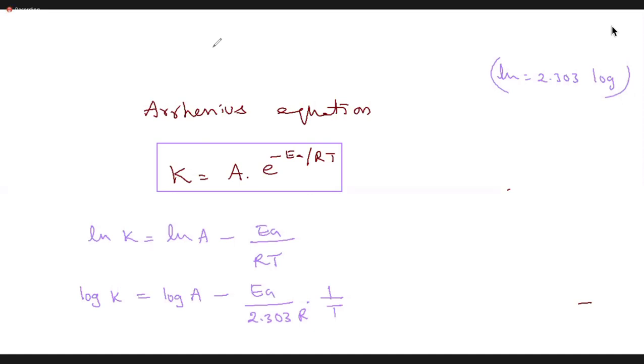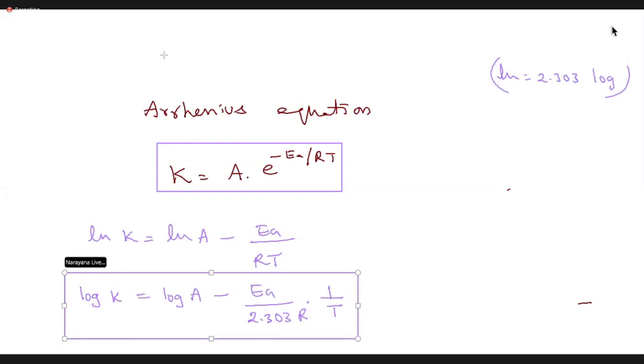Yes, sir. What I did, natural log to log. For that conversion, the total equation is multiplied with 2.303: 2.303 log k, 2.303 log A minus EA by RT. Then I divided the whole equation with 2.303. So here 2.303 and here 2.303 will get cancelled, and here 2.303 will remain. Everyone understood this formula? Yes, sir.